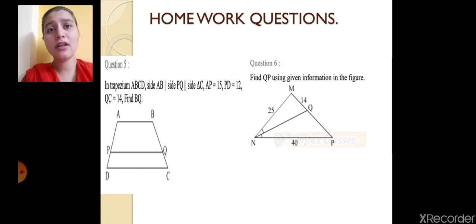Be very particular while writing the ratio, that is when you are writing it wrong, the answer will be completely wrong. Okay, I hope you will be able to solve these sums very easily.